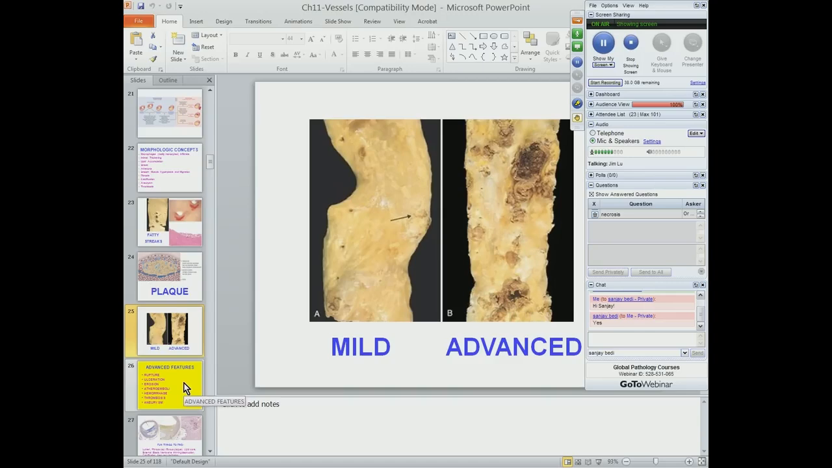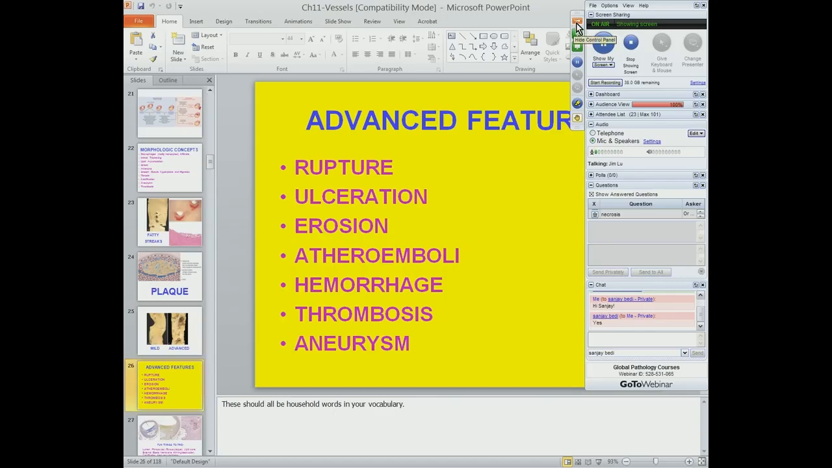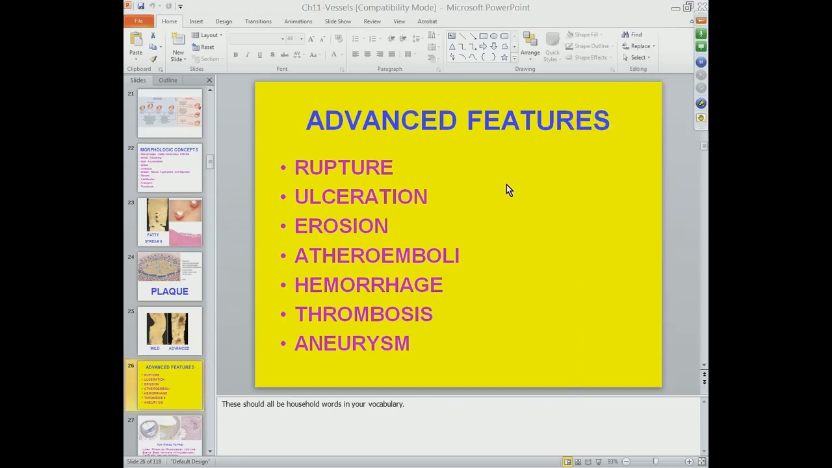What are the advanced features of atherosclerosis? These are all logical. This is right from the book, but by this stage, I think you should see they are all logical. Well, the artery can rupture because the wall is weakened. You no longer have that nice rubbery, elastic thing. The elastic fibers may be infiltrated by plaque and fibrosis. You no longer have that nice rubber band type of consistency.